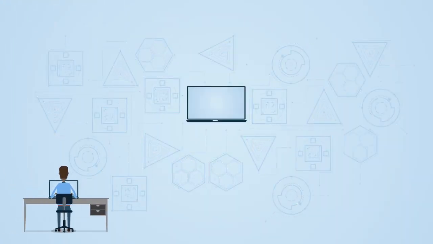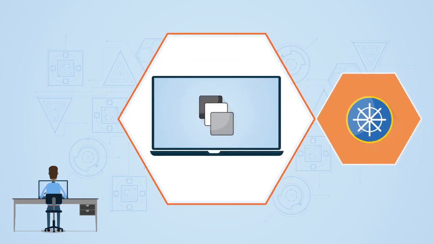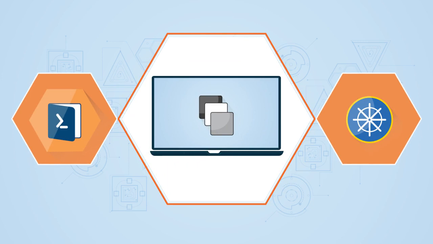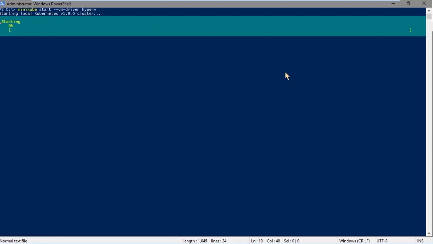In this demo, we'll have a look at containers in Kubernetes. I have an elevated Windows PowerShell prompt open here on my Windows 10 Professional machine. And we also have Minikube installed. So we'll begin by starting the cluster. We'll type minikube start and specify the VM driver as Hyper-V. I'll press enter and that will start up our cluster.